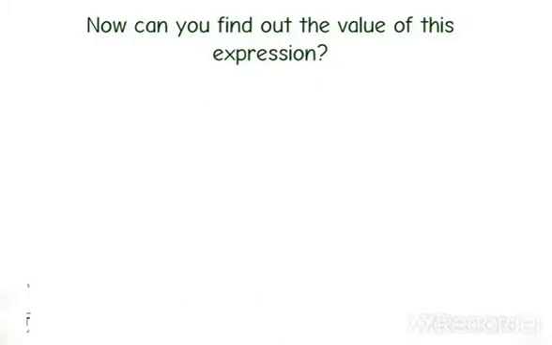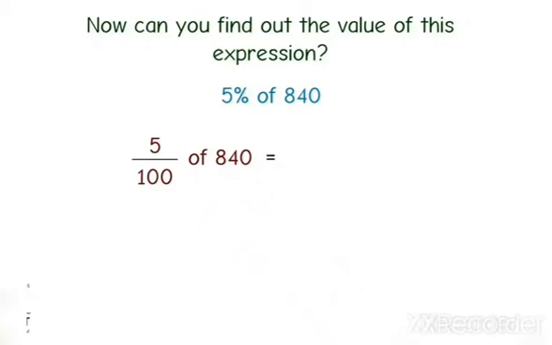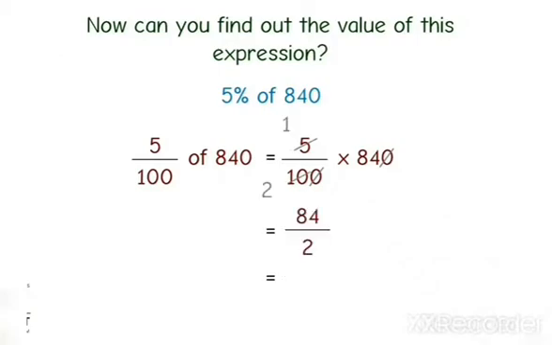Now can you find out the value of this expression? Let's see. 5% of 840. 5 upon 100 of 840 is equal to 5 by 100 into 840. After cancellation, you will get 84 upon 2, which is again equal to 42. Therefore, 5% of 840 is equal to 42.